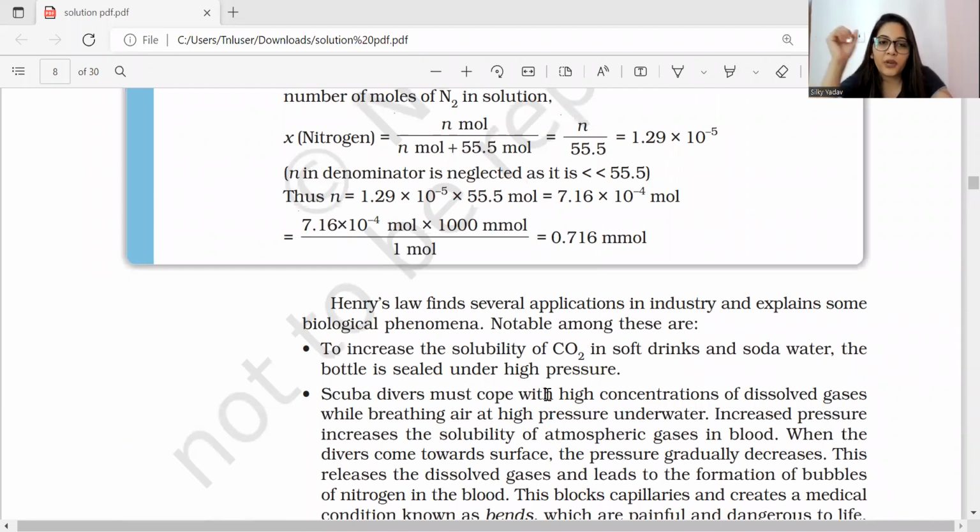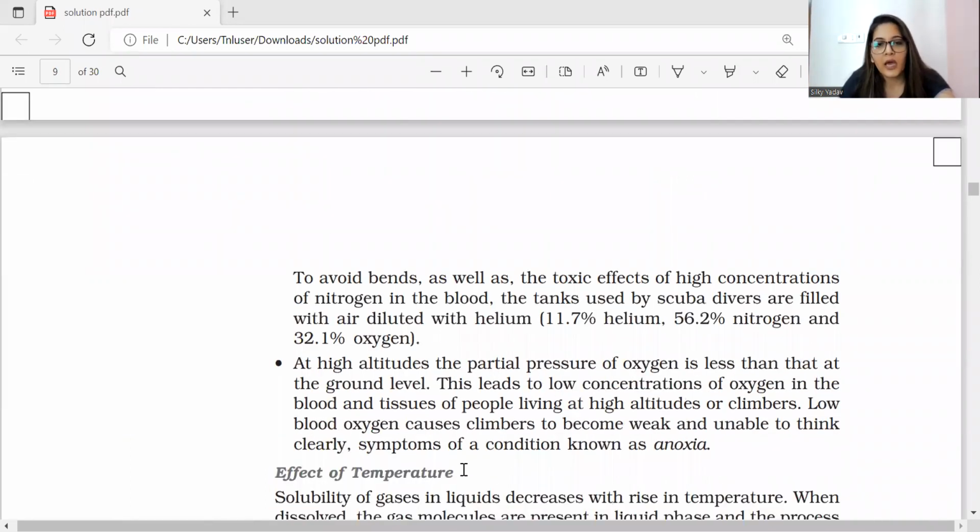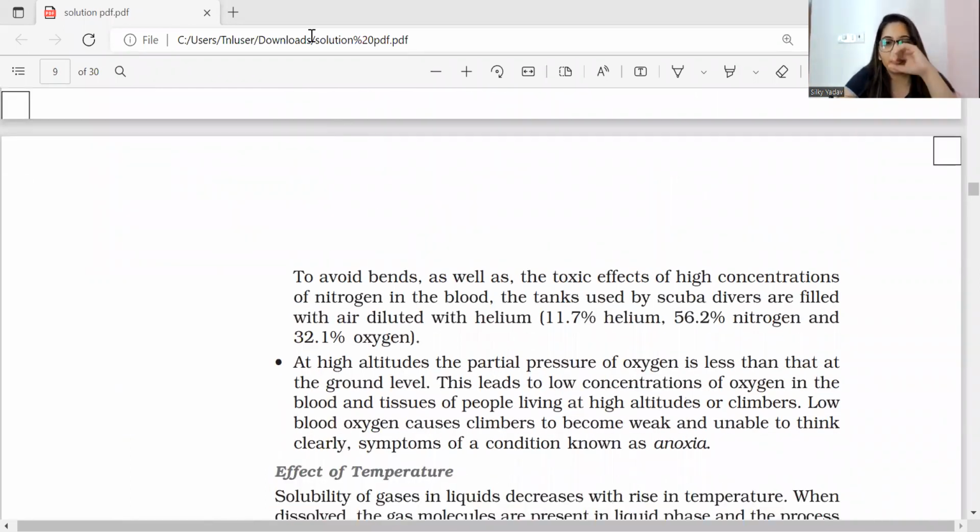Henry's law is that pressure, partial pressure, is directly proportional to the mole fraction of the gas that is dissolved inside the solvent, right? So based on that, we have discussed two applications, and now we will be discussing one more application of this. Now, to avoid bends, what can be done?